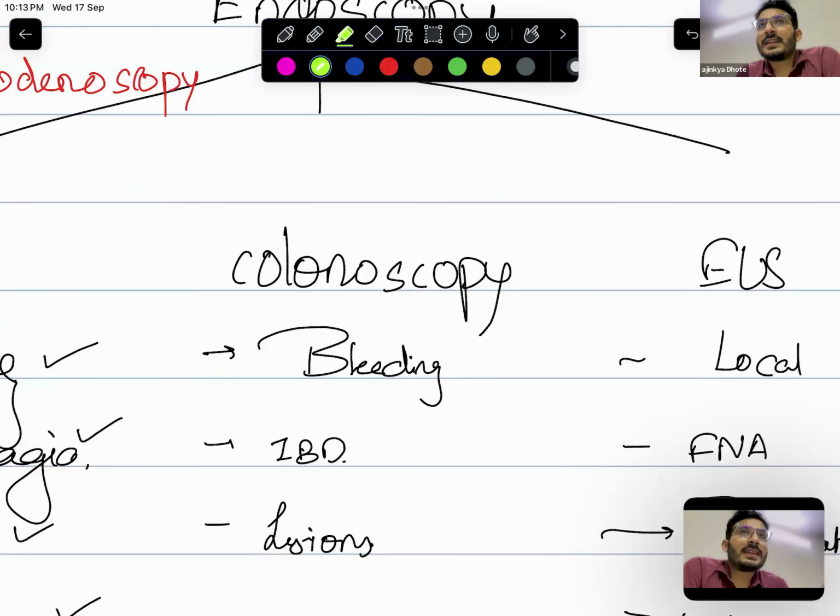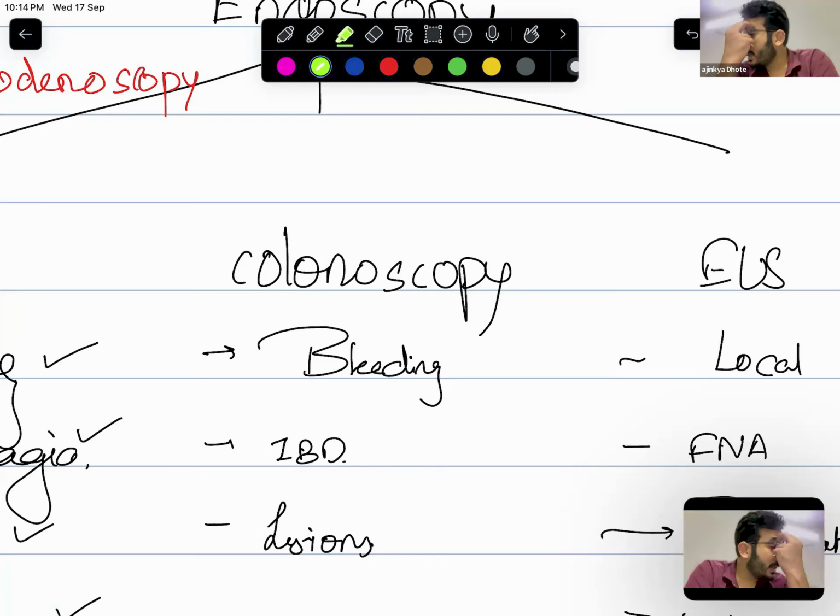So coming to your next investigation, that is your colonoscopy. Colonoscopy is done for your colonic part. Okay, we start from the rectum, we go to the sigmoid, then the descending colon, the transverse colon, the hepatic flexure. Okay, then comes the cecum, and from the cecum you intubate the scope into the IC junction, into the terminal ileum, and we come back from the terminal ileum. Okay, this is the entire area that is seen in a colonoscopy.